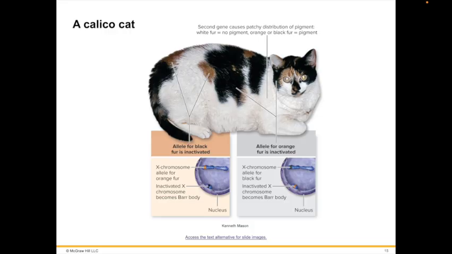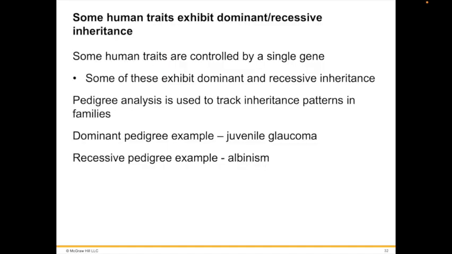That is, the presence of this second gene produces a patchy distribution of pigment, with some areas totally lacking pigment. In the areas that lack pigment, the effect of either fur color allele is masked. Thus, in this one animal, we can see an excellent example of both epistasis and X inactivation. Now we'll move on over to human genetics.